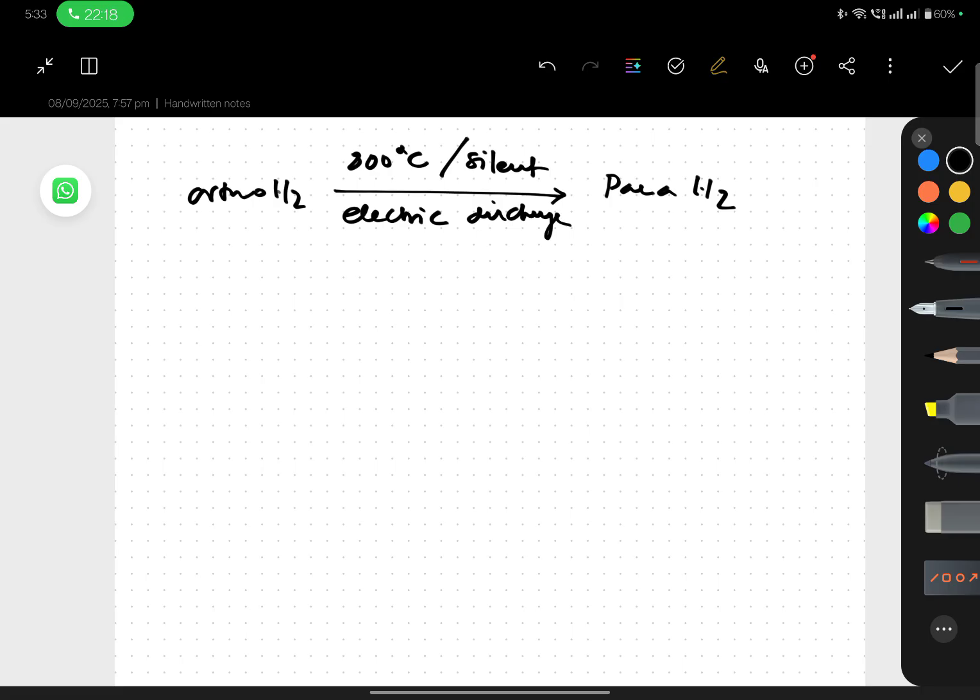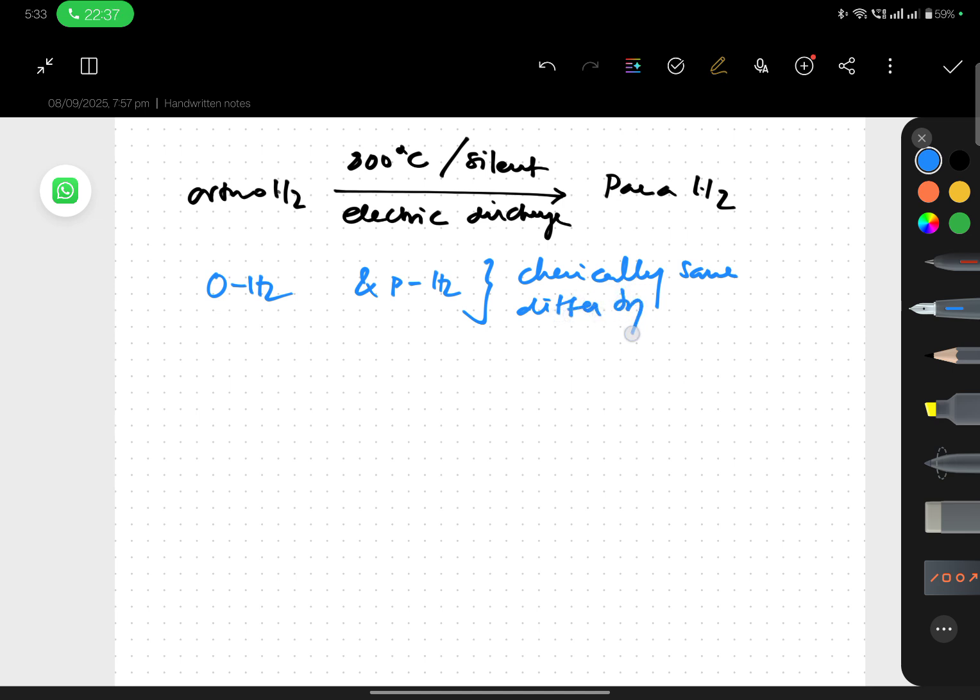So what is the difference between orthohydrogen and parahydrogen? They are chemically the same. Please make a note. There is no difference. They both are chemically the same. But how do they differ? They differ by electron spin.